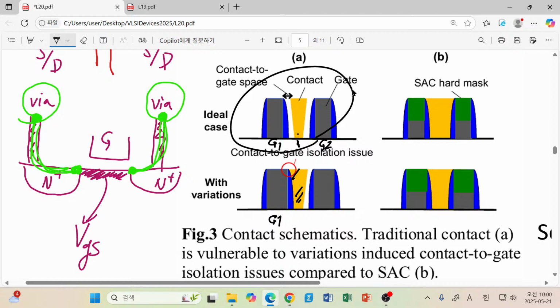Now you can see that this yellow line is source drain metal, and this gray one is gate metal, and they are touching each other. What does it mean? They are not isolated at all. So the reason why we have this kind of problem is that for current technology, this distance is just 45 nanometer.